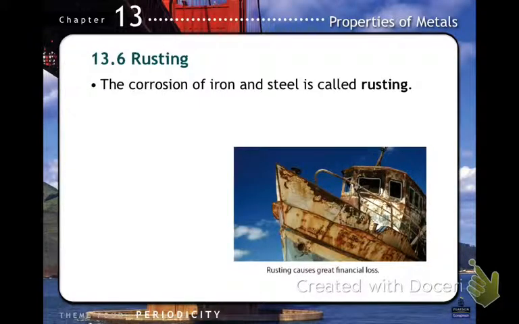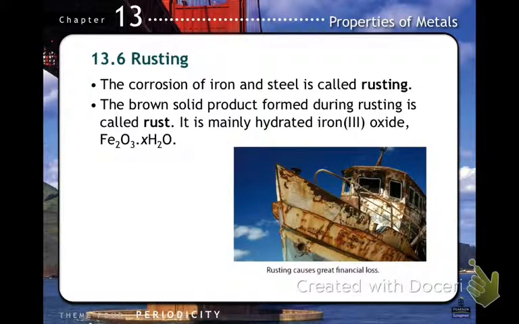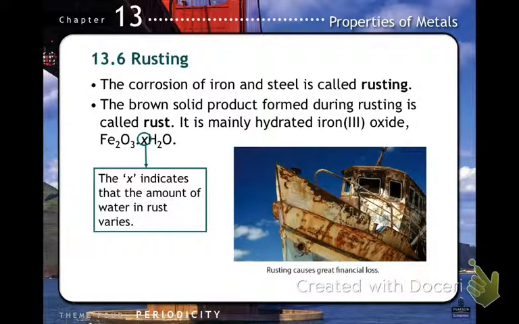For example, there's a huge picture of the corrosion of a ship. Basically, rusting is the brown solid product that is called rust. This rust has a chemical name. It's mainly hydrated iron(III) oxide, so it's Fe2O3·xH2O. What does this x mean? It just means any integer, any amount. It basically means the amount of water in the rust, so it varies. That's why scientists place an x there. You don't need to take into account what that x is, you just have to place that x over there.